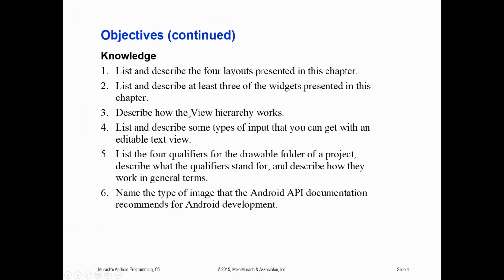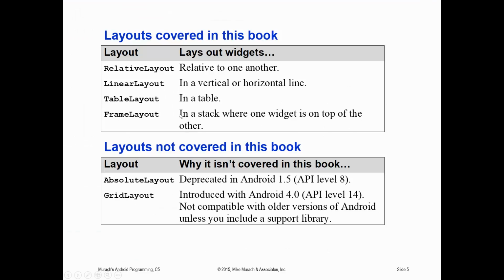All right, so let's jump into this. So here are the layouts that are discussed in the book. A relative layout where things are put in relative to one another. A linear layout where they're put in vertically or horizontally. A table or tabular layout, and a frame layout where you're able to stack things on top of one another.